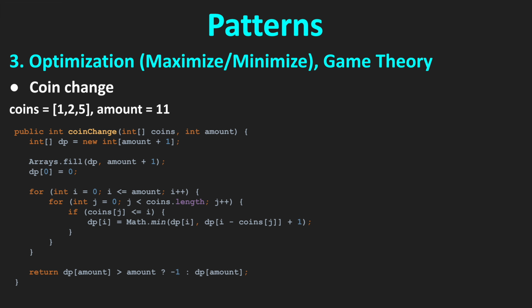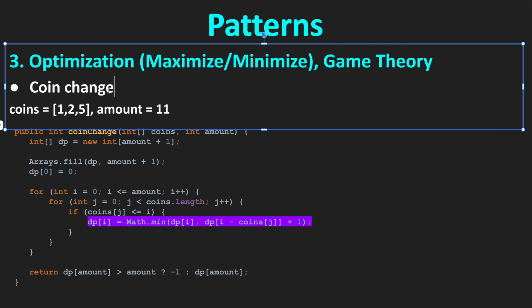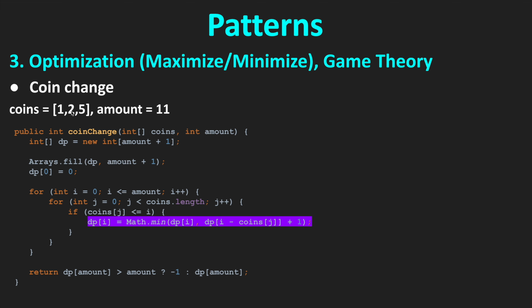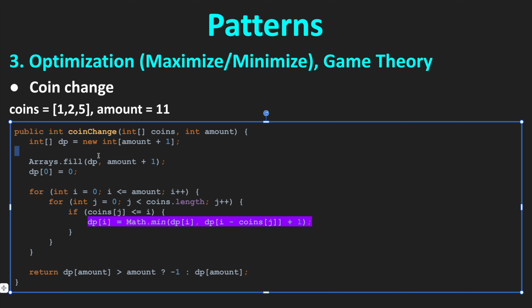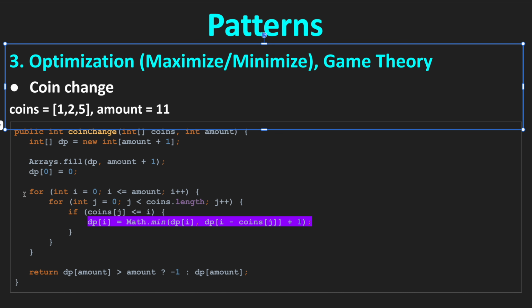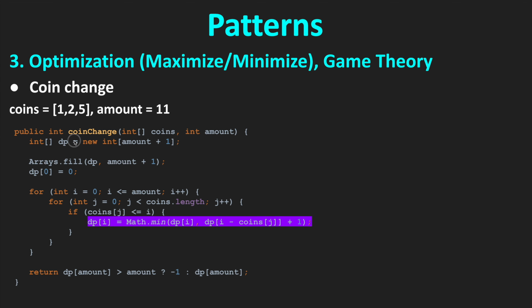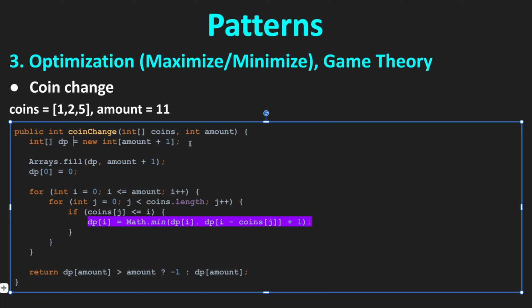Alice loses. The next problem in the game theory and optimization pattern is the coin change. In the coin change problem, we are given coins, for example 1, 2, and 5, and we are given an amount, and we need to find the minimum number of coins that we can use in order to make that amount. So how are we going to solve this problem? Again, we are using a dynamic programming bottom-up approach.